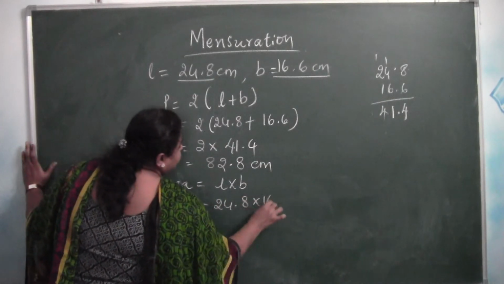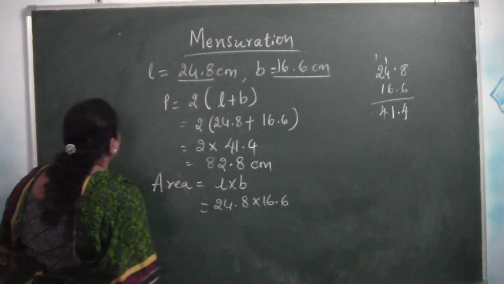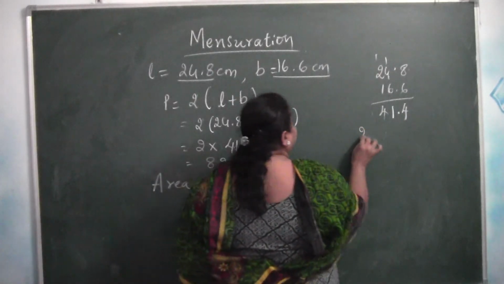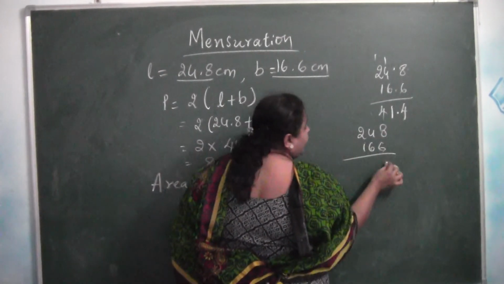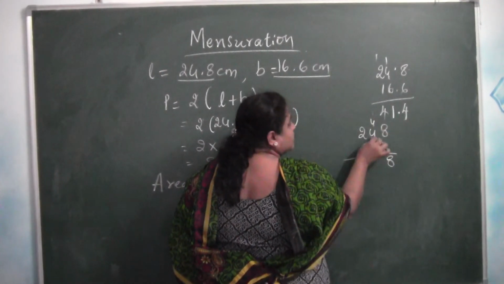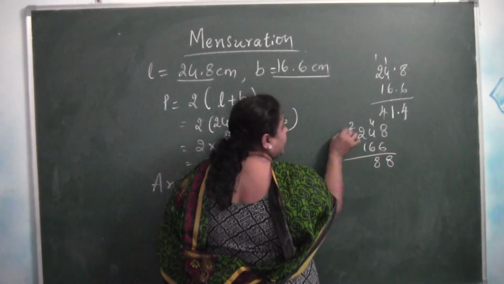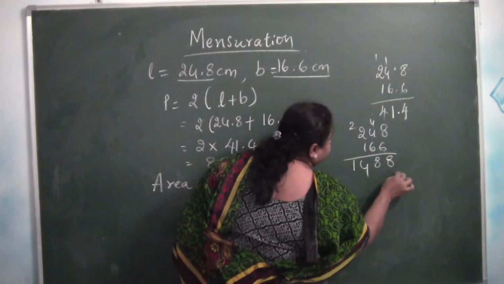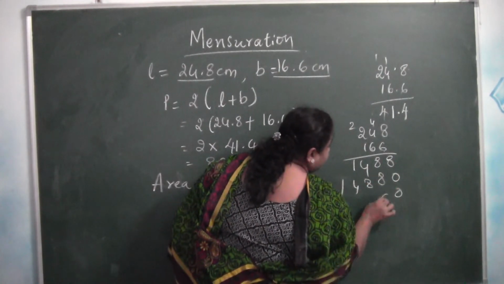24.8 into 16.6. So multiply these two. Now let us multiply 248 and 166. 6 8s are 48. 6 4s are 24 plus 4, 28. 6 2s are 12 plus 2, 14. 0, 8, 8, 4, 1, 0, 0.